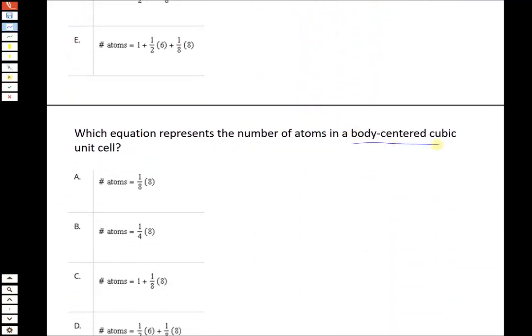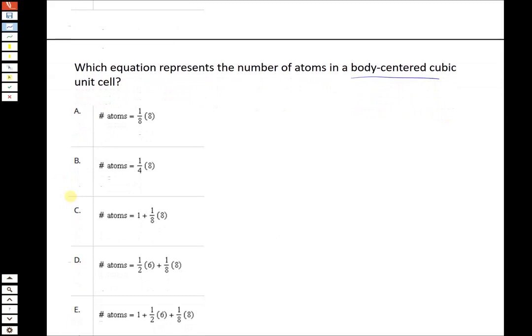Next question, very similar. This time we're talking about a body-centered cubic cell. So in a body-centered unit cell, did a better job drawing it there, didn't I? Alright, I'm proud of myself.